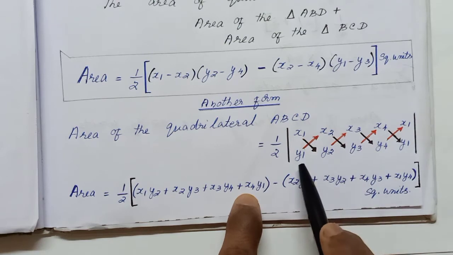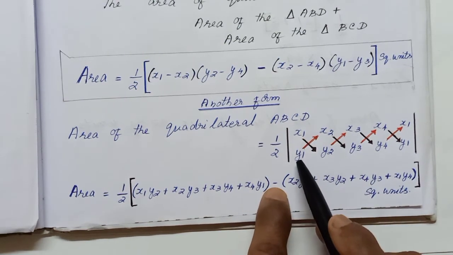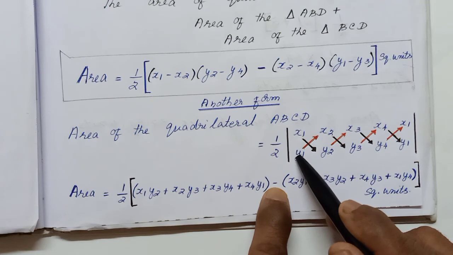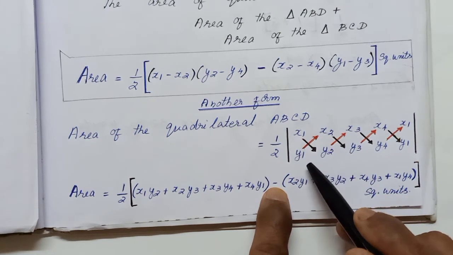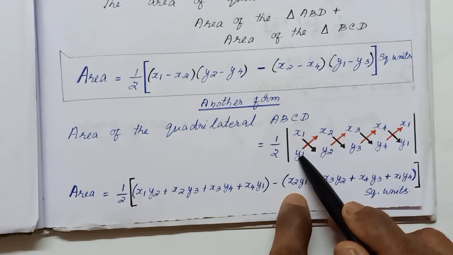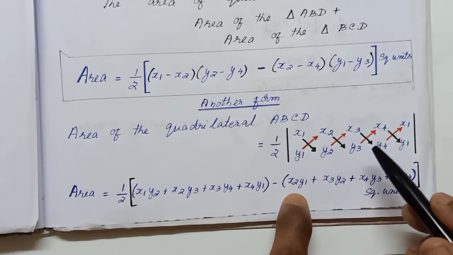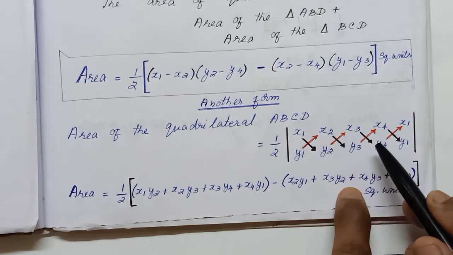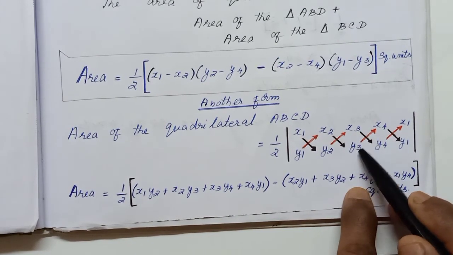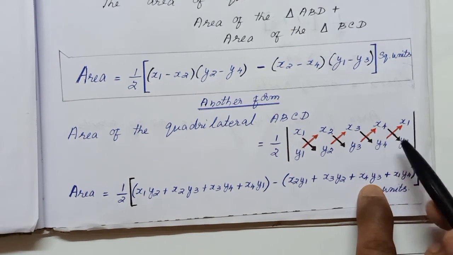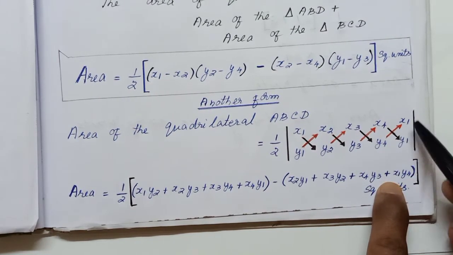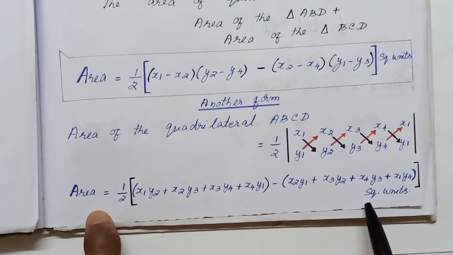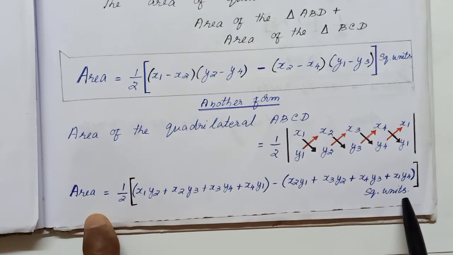Then the whole thing minus, now the arrow goes upwards, so the next section comes. So x2 y1, or y1 x2, whatever. Then x3 y2, according to the alphabetical order. Here it is x4 y3. Here x1 y4. It is in alphabetical order. So we will mention square units. So this is another form of the area of the quadrilateral ABCD. Okay.